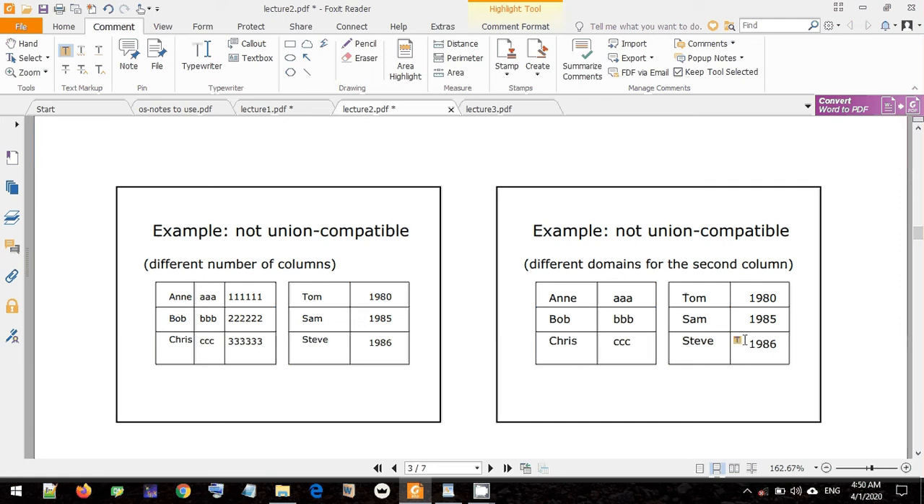Let us look at this other example. The first relation has 2 columns, degree 2. The second relation has 2 columns, degree 2. But now let's look at the content. For the first domain, they have names, yes, but look at the second domain. It has letters of the alphabet and the other one has year of birth. So you see that they are not union compatible because the contents of the domains are different.